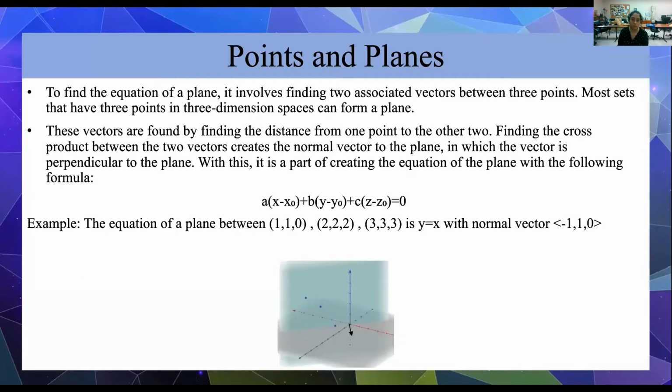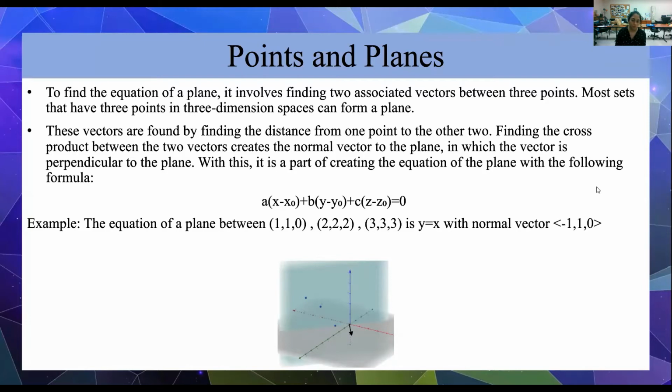So on to the topic of points and planes. Here we have our formula as presented with an A, B, and C, and its coefficients next to it. Typically in polyhedral surfaces, you have what are called planes, and within planes, there can be a set of points that are found within those planes. So to find the equation of a plane, it involves finding 3 points, and from those 3 points, you take 2 associated vectors.